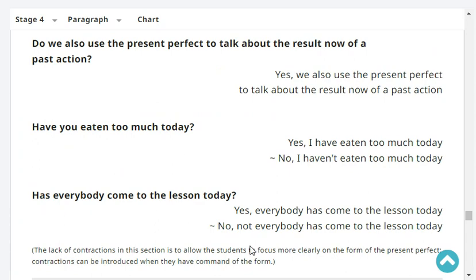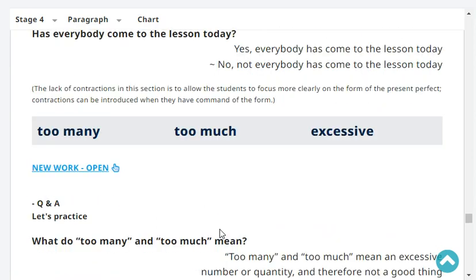Have you eaten too much today? Yes or no? No, I haven't eaten too much today. Has everybody come to the lesson today? Yes or no? No, not everybody has come to the lesson today. Very good.